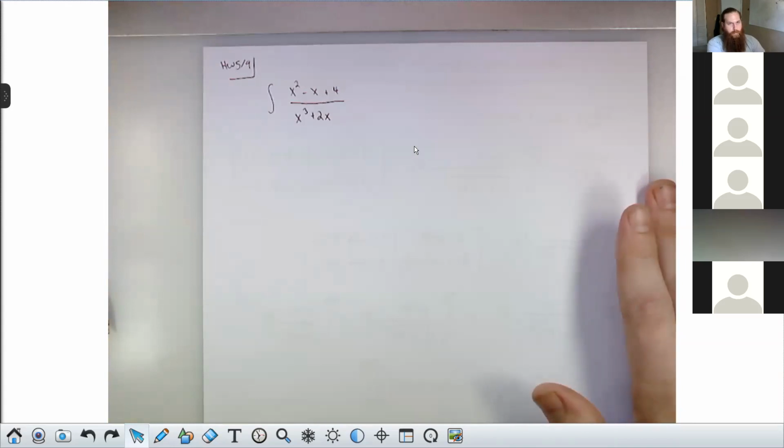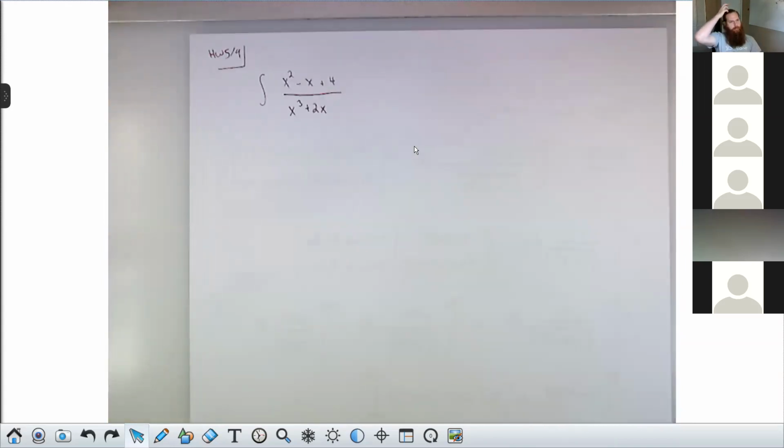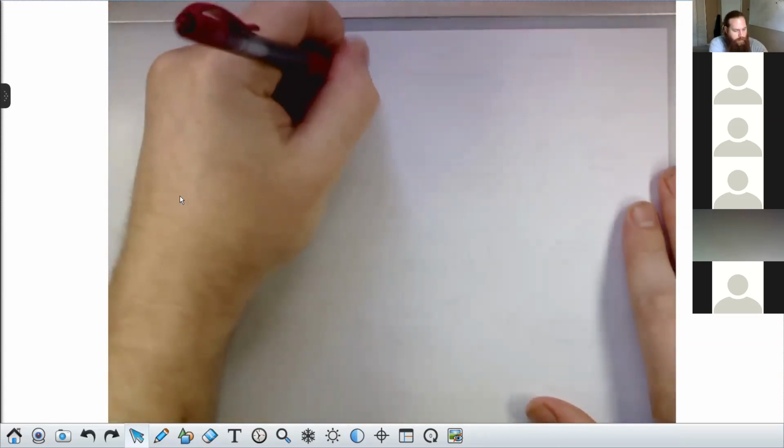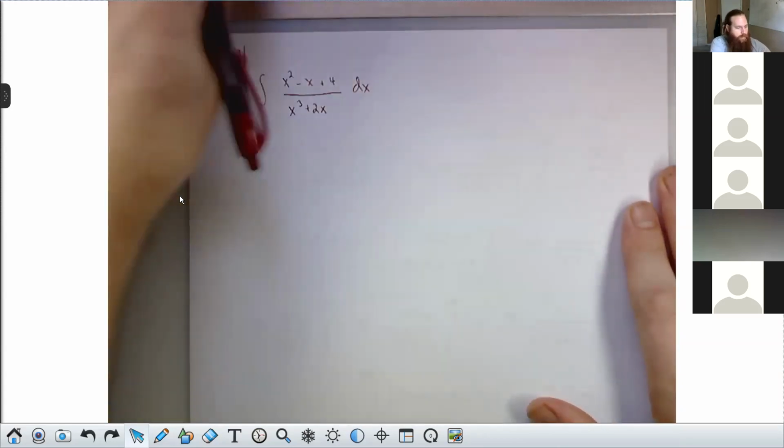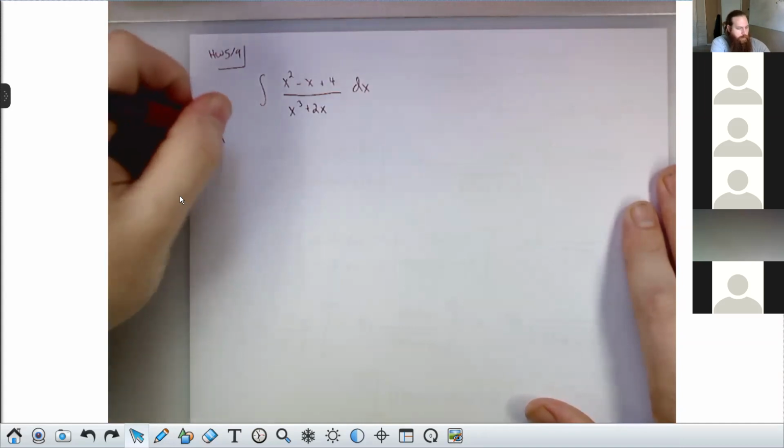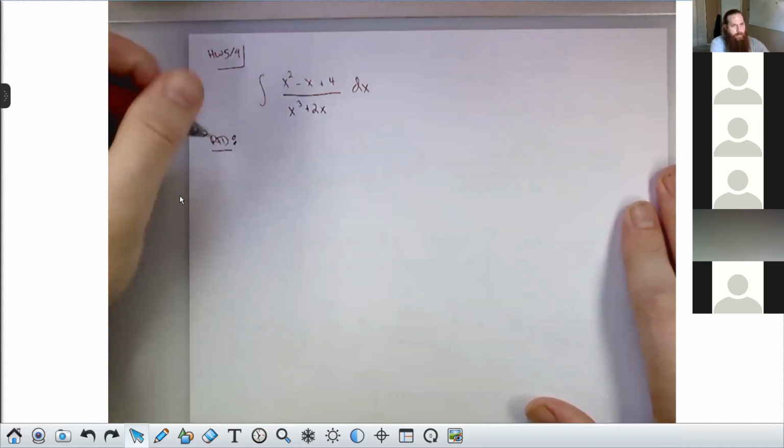So this is definitely a partial fractions problem. The numerator is a polynomial of degree 2. The denominator is a polynomial of degree 3. So this is a proper rational function we're looking at. So we don't need to do any long division. We can jump straight in with the partial fraction setup. I should write my dx here, sorry. We let our reader know what we're doing. We're going to be running some partial fraction decomposition.